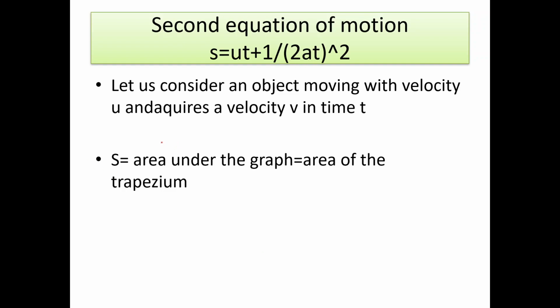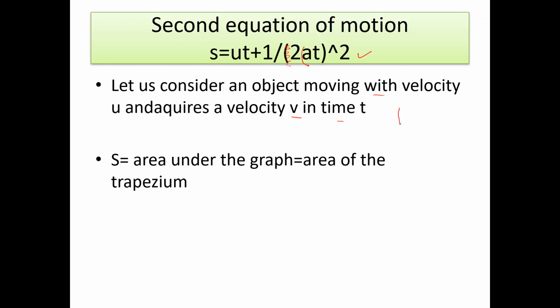Next, second equation of motion. Here also we'll take, what is the second equation? S is equal to ut plus half at square. So let us consider here also the same hypothesis. Let us consider an object moving with velocity u and acquires a velocity v in time t.